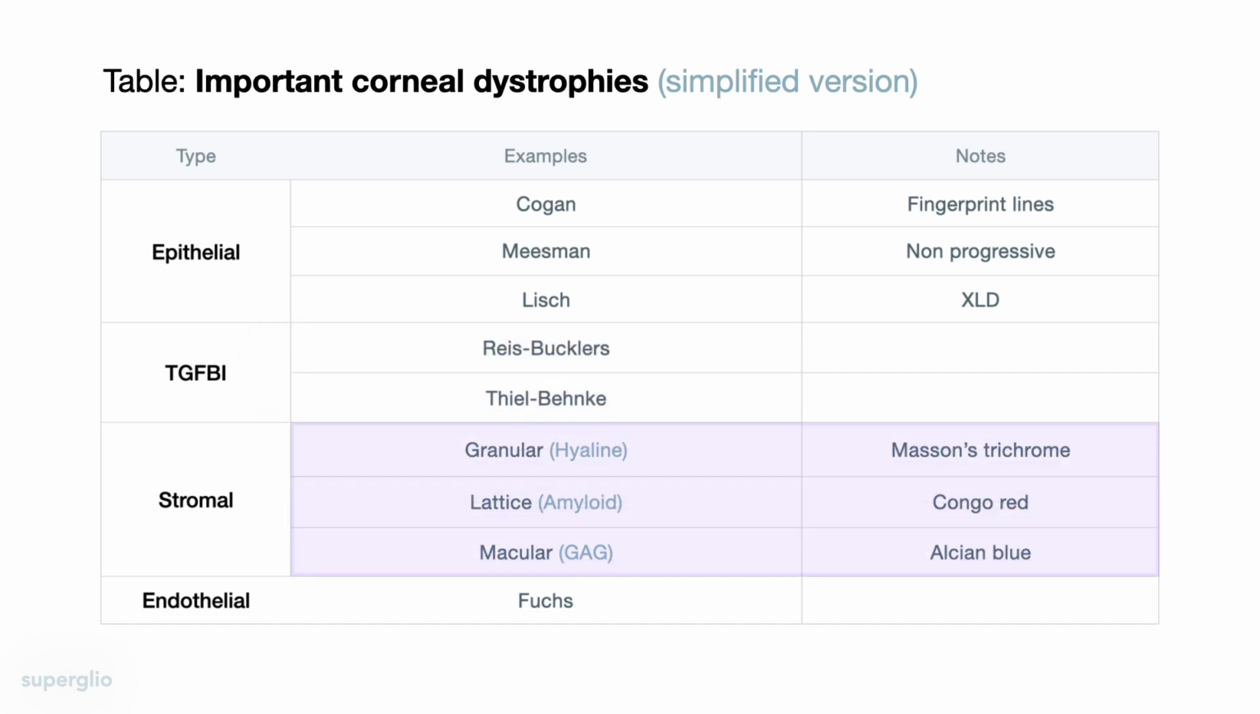Next up are lattice dystrophies. There will be some sort of depositions in these. In granular dystrophy, there is hyaline deposition. In lattice, there is amyloid deposition. And in macular, there is deposition of glycosaminoglycans.